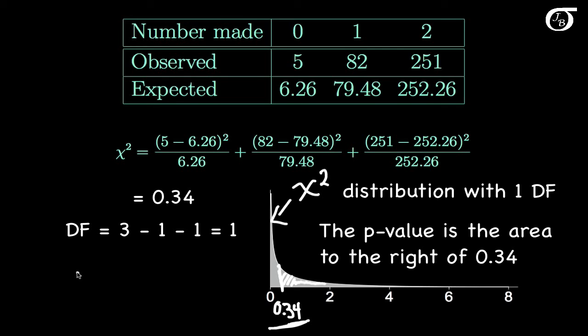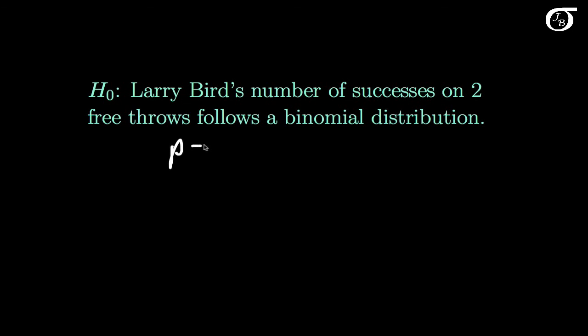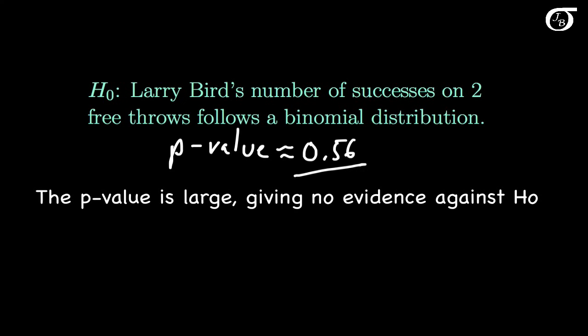And if we go to software, we can find out that the p-value is approximately 0.56. Now this is a large p-value, indicating no evidence against the null hypothesis. Here again is our null hypothesis, that in these years Larry Bird's number of successes on 2 free throws follows a binomial distribution. We tested this null hypothesis, and we found that the p-value was approximately 0.56, a large p-value, indicating no evidence against this null hypothesis.